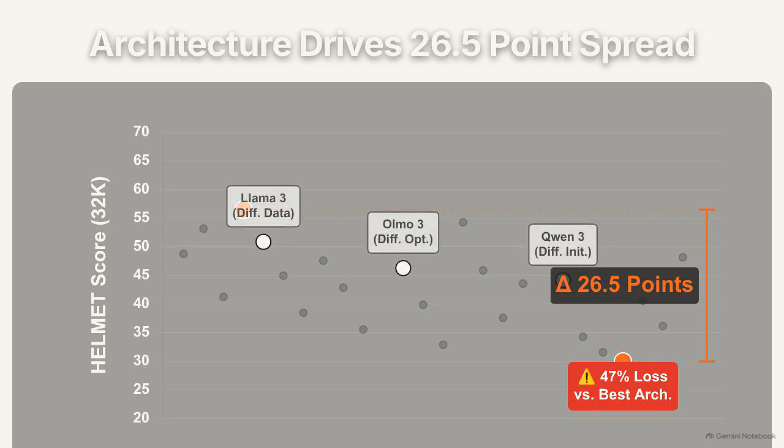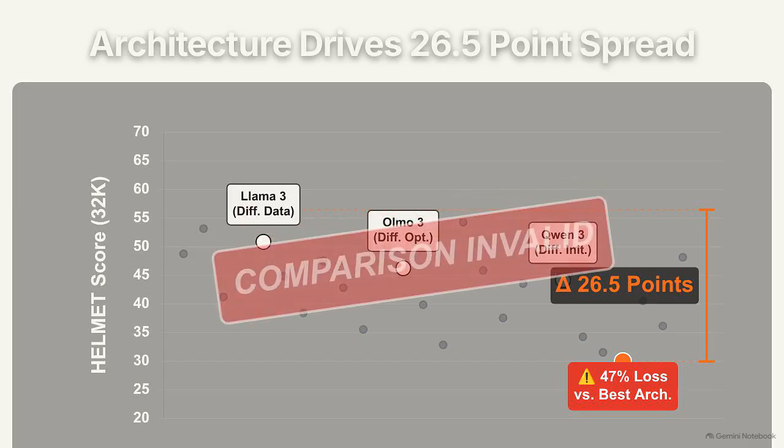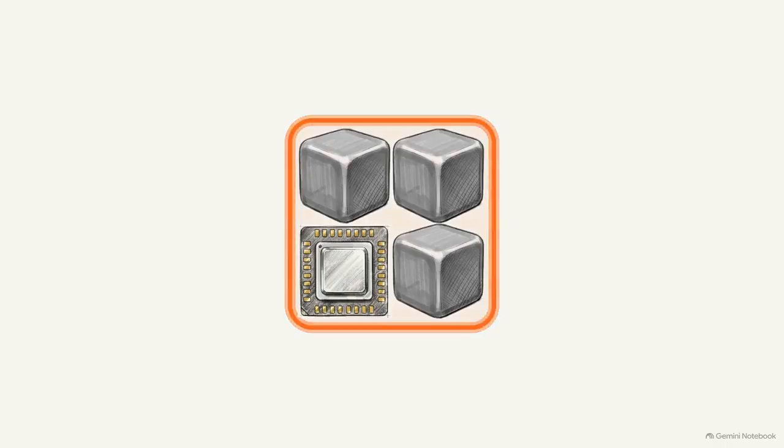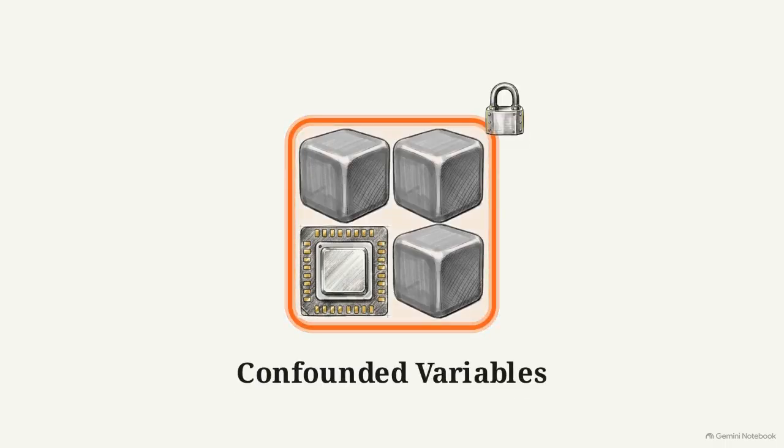If you try to compare live production models like Llama 3, Olmo 3, and Qwen 3 to figure out why this gap exists, you hit a wall. Their training data, tokenizers, and optimizers are entirely different. You cannot isolate the architecture from the training pipeline.